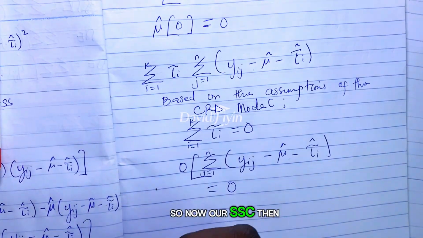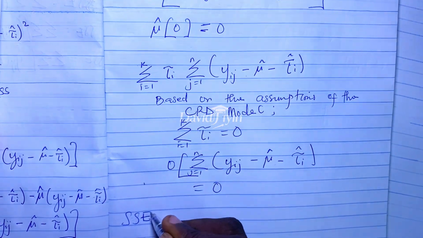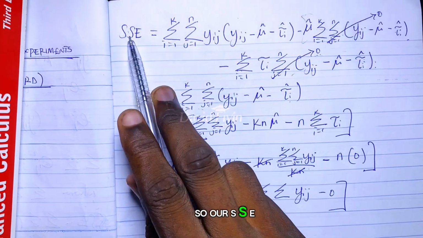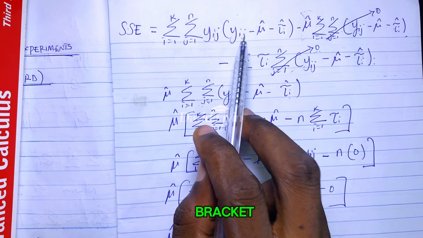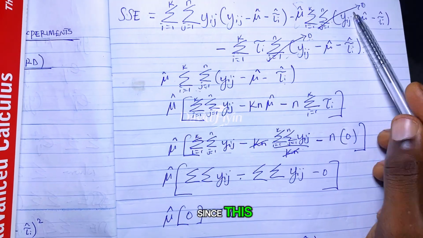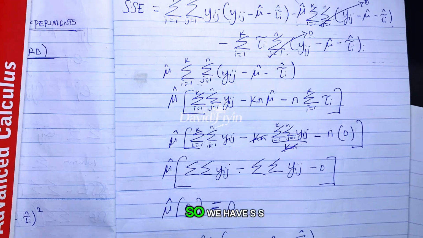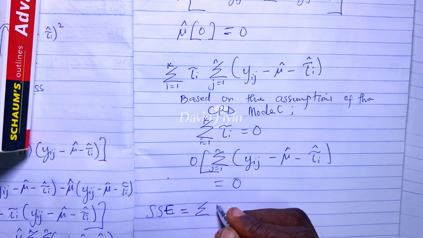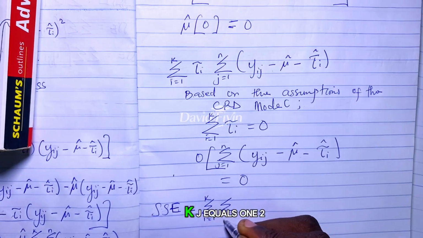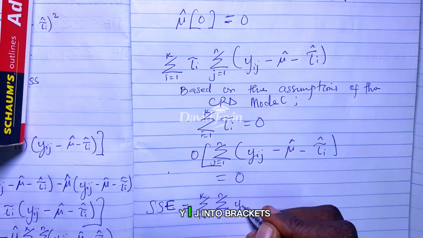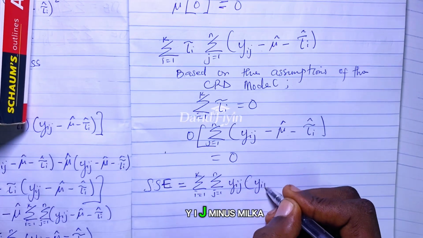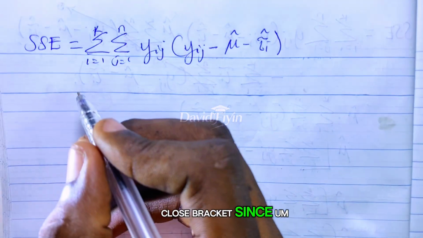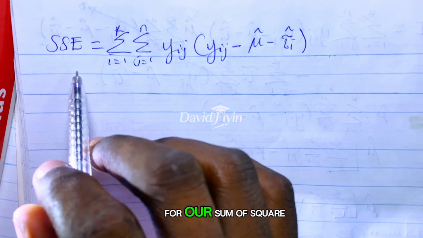So now our SSE becomes, we are left with the first expression alone, and the first expression is this. So our SSE is going to be summation yij into brackets yij minus mu cap minus tau i cap. Since this and this have already been evaluated to 0, we have SSE equals summation i equals 1 to k, j equals 1 to n, yij into brackets yij minus mu cap minus tau i, close brackets.